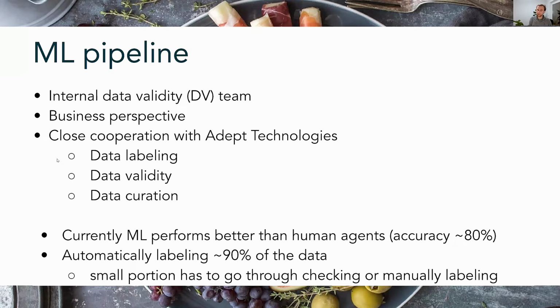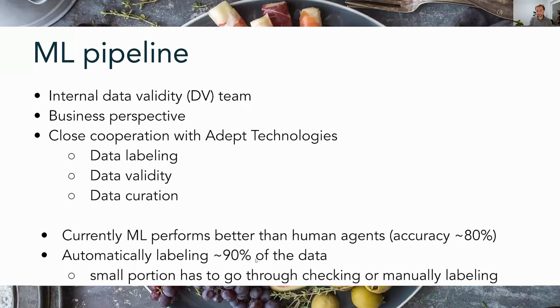Also, we have a really close cooperation with Adapt Technologies. They provide us with data labeling, data validity, and data curation. For data curation, we actually use FiftyOne, because FiftyOne has all of these really cool plugins that you can customize, and you can do whatever you want. It's a really cool tool to do that.